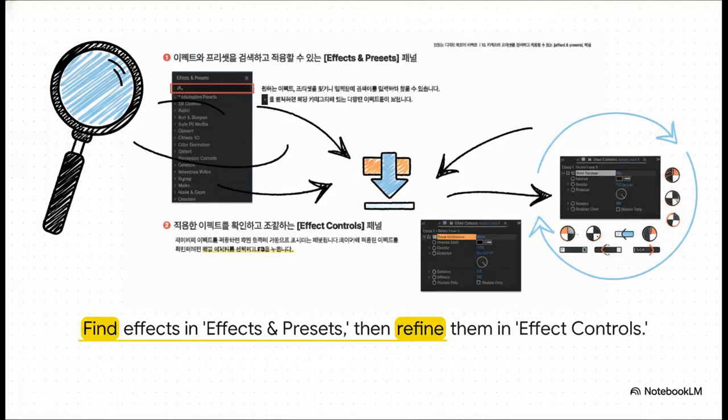And this shows a really key workflow. Over on the right side of the screen, you're going to find a panel called Effects and Presets. Think of it as a huge library of visual effects. You just find the one you want, drag it onto your layer, and then, and this is the magic part, your Effects Controls panel, which is usually over on the left, just springs to life with all the settings for that specific effect. It's a really simple but super powerful find and refine process.